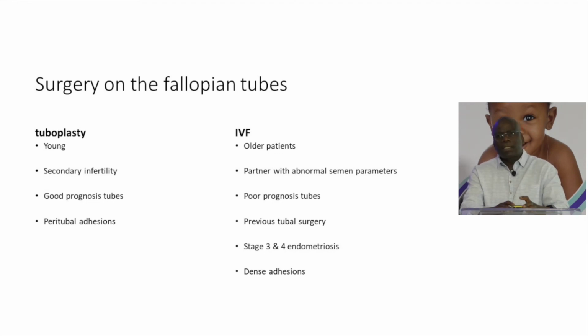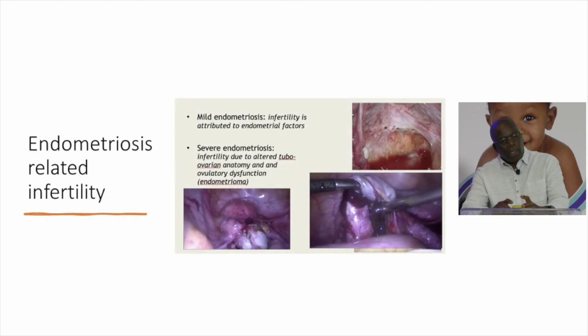Patients with stage 3 and stage 4 endometriosis, you have to undergo IVF, or you might do surgery to try to fix the tubes, but IVF would be the better option. And then those patients with very thick and dense adhesions, it is better to go straight for IVF than to subject them to surgery.